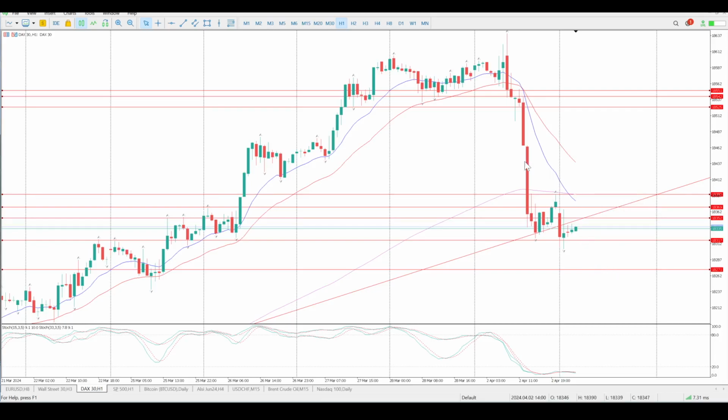So for me, the bias is still to the upside. This is a very strong uptrend, but I'm cautiously looking for that opportunity, and the only way I'm going to do that is by a break of 18,389. That would set up a double bottom, off diagonal support and horizontal support, which would then mean I have a strong opportunity to the upside.